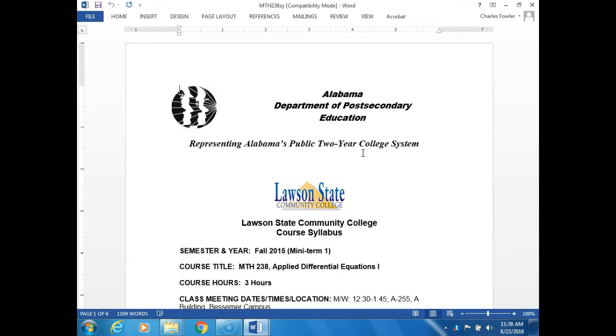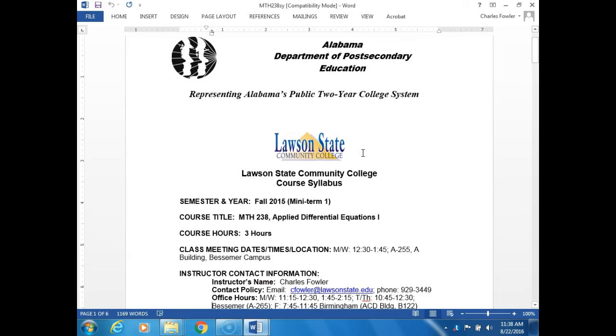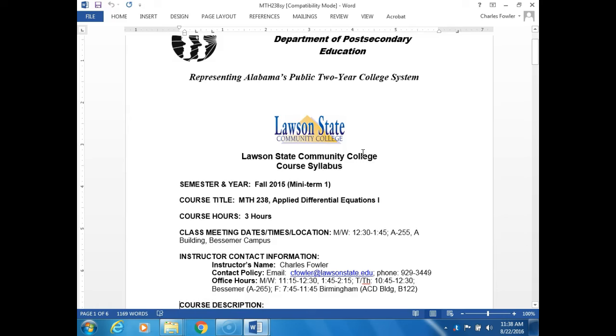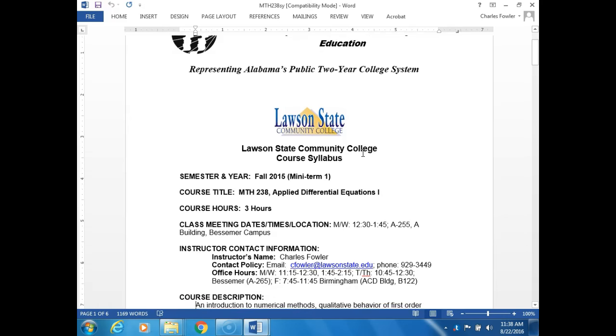It is Math 238, Applied Differential Equations 1. It's a 3-hour course. Class meeting times, this I'm sure is incorrect. We'll get this corrected. It will be Tuesday, Thursday, 9:30 to 10:45. This room, A255, this building, A building, Bessemer campus, this campus. My name is still the same, Charles Fowler.